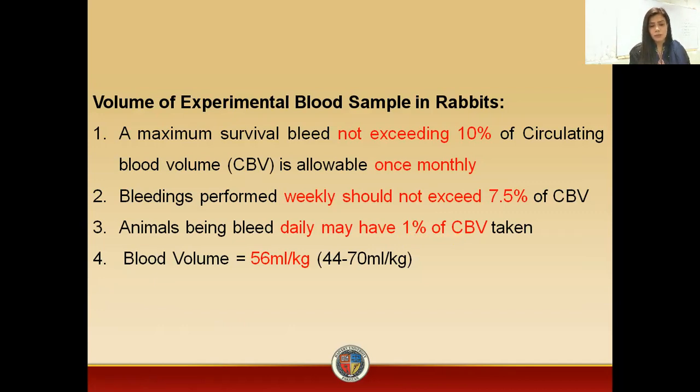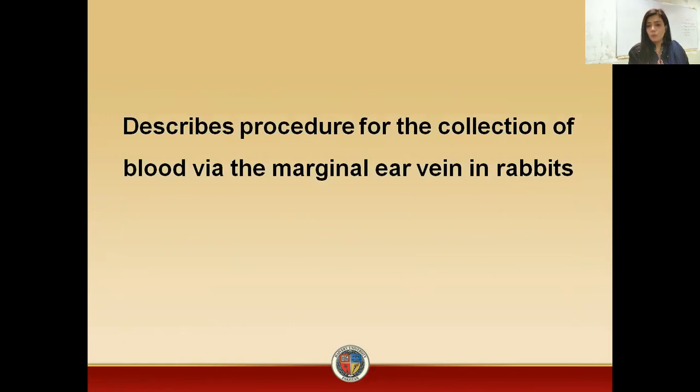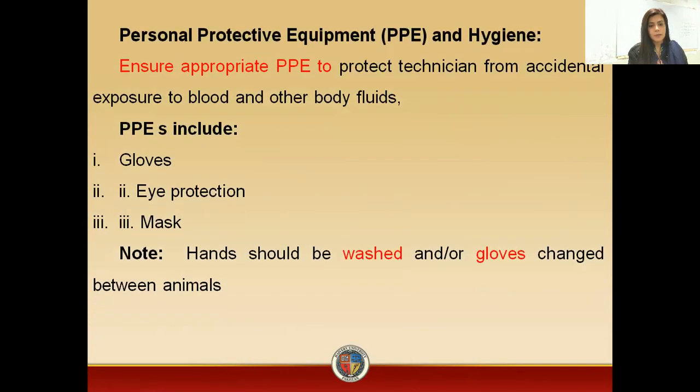Usually, the amount of blood that is present in a rabbit is 44 to 70 ml per kg. Now, how will we perform the experiment? This experiment is really very simple. Firstly, you have to ensure the appropriate personal protective equipment, that is PPE. You have to take care of the hygiene of the rabbits as well. So you need gloves and eye protection for the technician who is going to perform the experiment. You need masks. Your hands should be properly washed. You must wear the gloves before treating the rabbit.